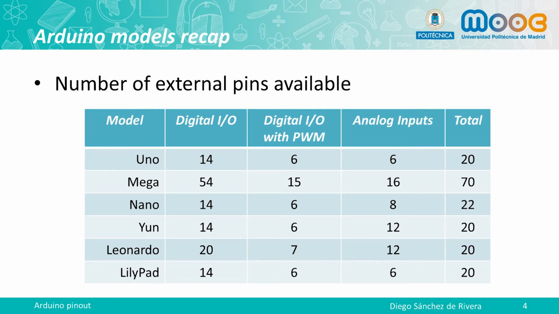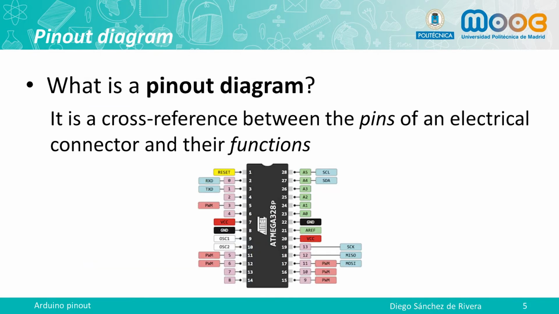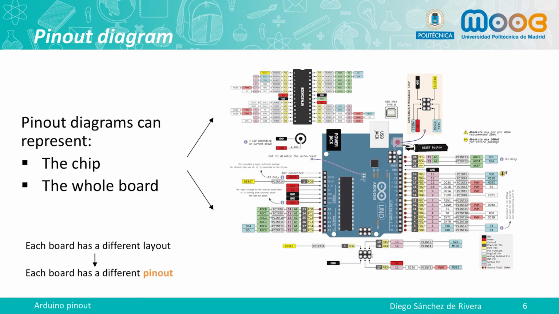This is why an easy way to visualize the physical connections in an electronic system such as the Arduino is necessary. The commonly called pinout diagram is a way of visualizing these connections in a quick and compact diagram. It is a cross-reference between the pins of an electrical connector and their functions. There are two different diagrams that we can find for the Arduino models. It can represent only the central chip or the whole board of a concrete model of Arduino.